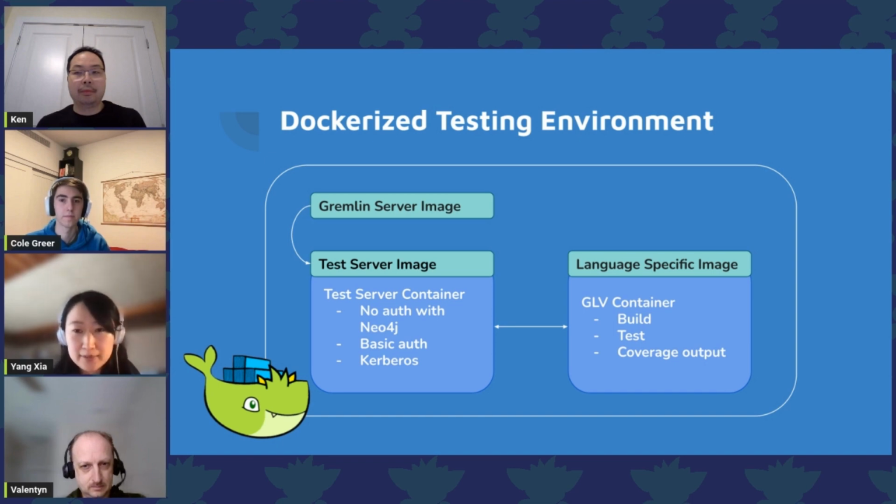Basically, we have two separate Docker containers. One container is a test image. You will pull a Gremlin server image, either the published one from Docker Hub, or you can build the snapshot locally. It will pull that image and create a test server image, which will launch 3 instances of the server for testing: one with no authorization, one with base authorization, and one with Kerberos authorization. Then we have the language-specific images. The GLV containers will build the GLVs, test them, and then give the coverage output.